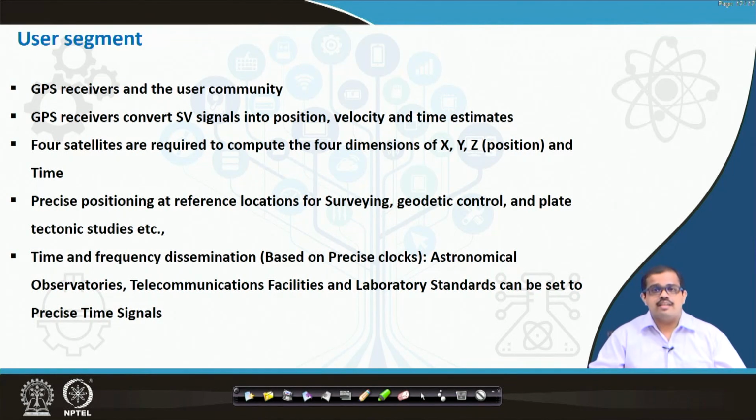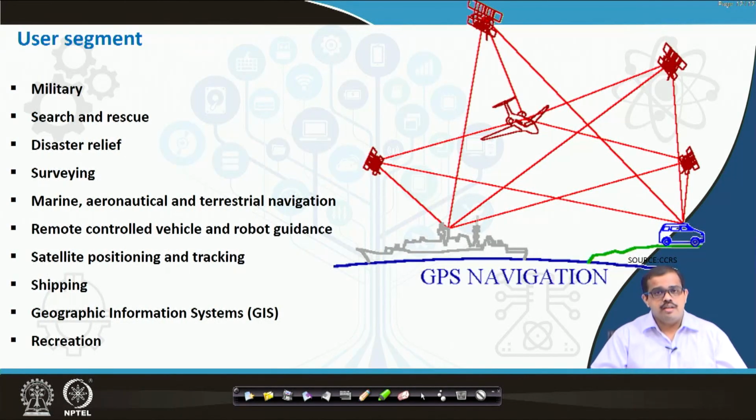So, that is why you need a control segment to control and correct the errors, and once it is corrected, the user segment can use it for various applications on the ground. So, this is about the user segment, and when we look at it, the first thing that you get in the GPS is GPS navigation.